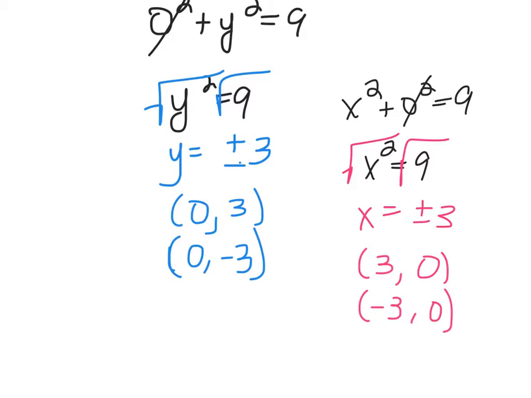All four of those points are different. (0, 3) is to the right of the origin. (0, -3) is to the left. (3, 0) is above the origin. (-3, 0) is below. Do you guys see how those are four different points? Okay, just make sure you guys are aware of that.